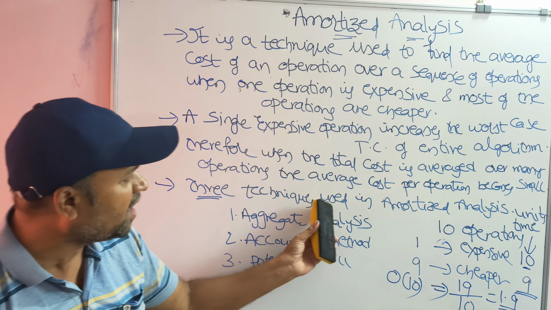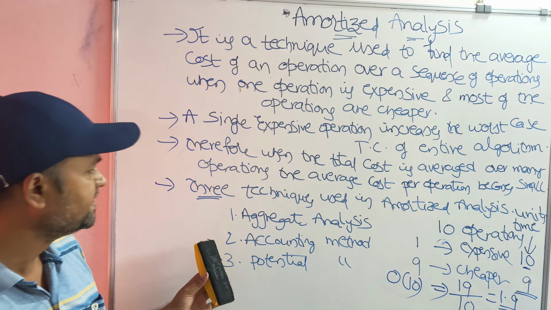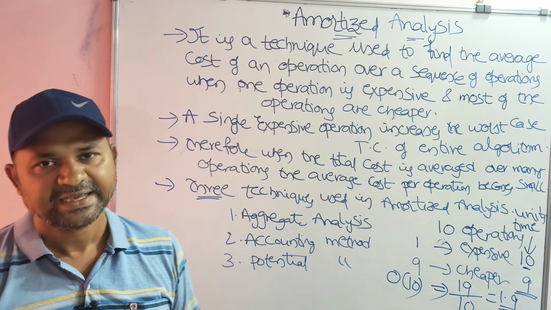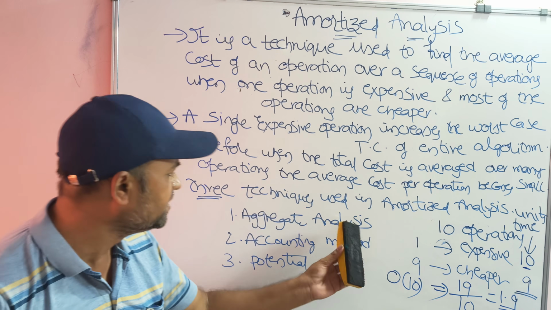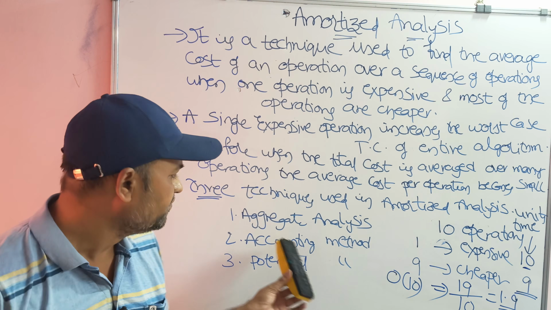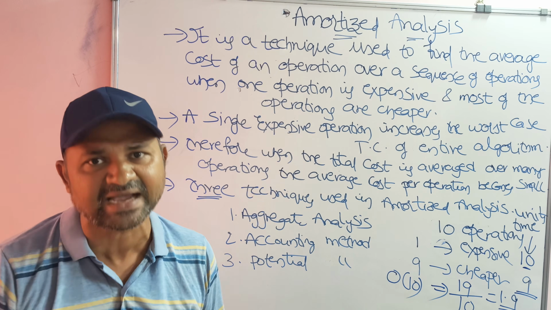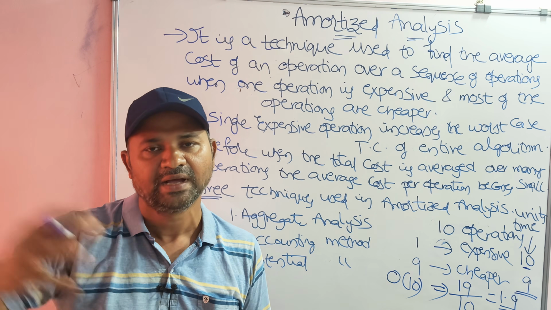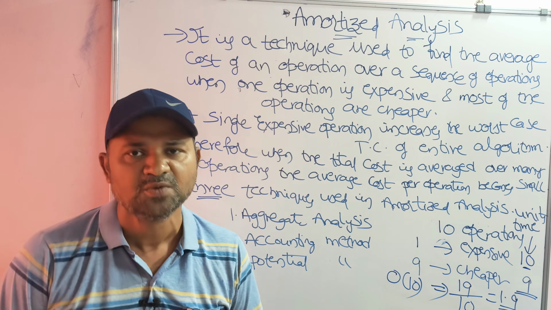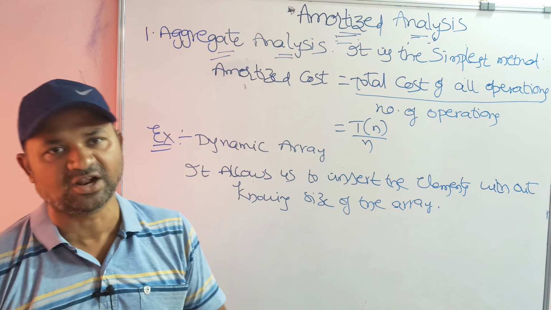So 3 techniques are used in amortized analysis. First one is aggregate analysis. Second one is the accounting method. Third one is the potential method. In this video, we are going to discuss aggregate analysis with the help of a dynamic array. In the next videos, we will discuss aggregate analysis with two more examples, such as stack as well as binary counter, and in the following videos, we will discuss the accounting method as well as the potential method.